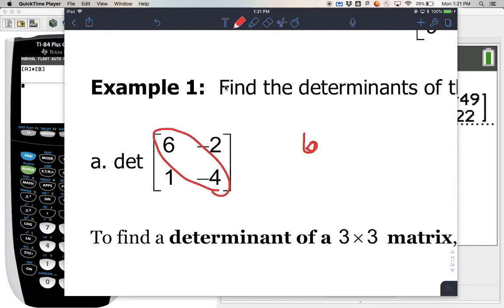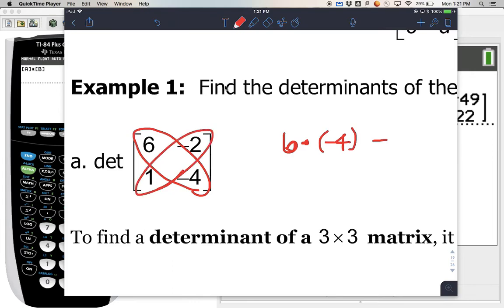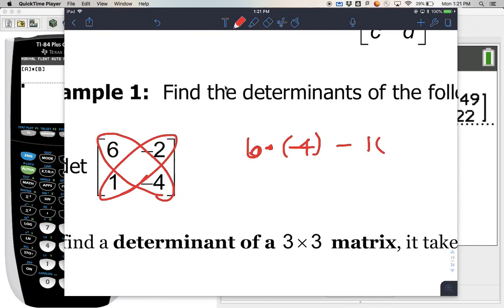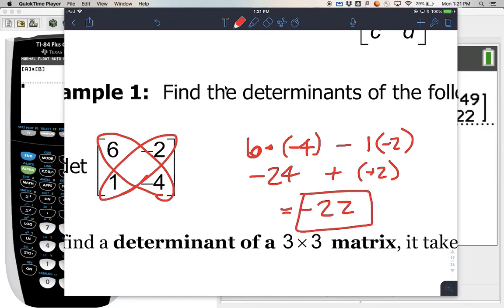And just for our notes here, I'm going to write this out. 6 times negative 4, and then you're going to subtract off the other product right there, 1 times negative 2. So that'll be negative 24, and then minus negative 2, which will change to a plus, right? And then that combines up to negative 22. And that's the determinant. Okay.